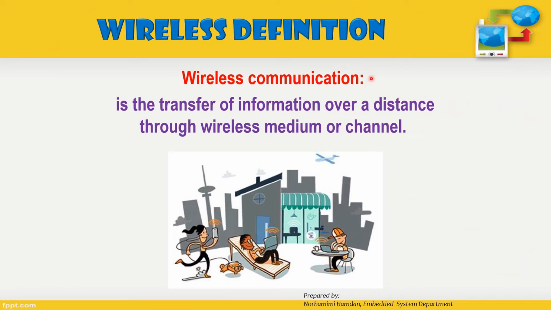Now, what is wireless communication? Wireless communication is the transfer of information or any data over a distance through a wireless medium or channels. So this is where we apply our wireless technology, that is for communication. So let's look at this picture.